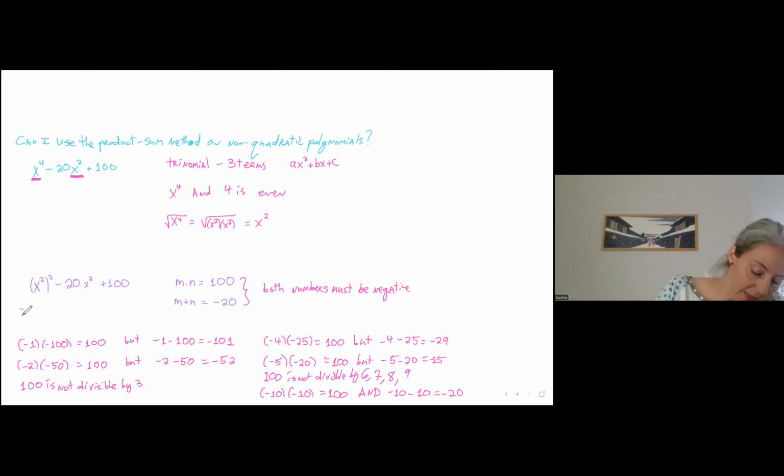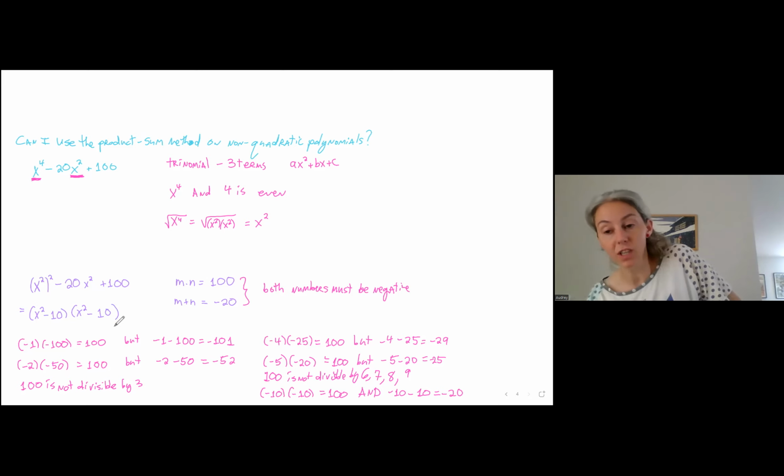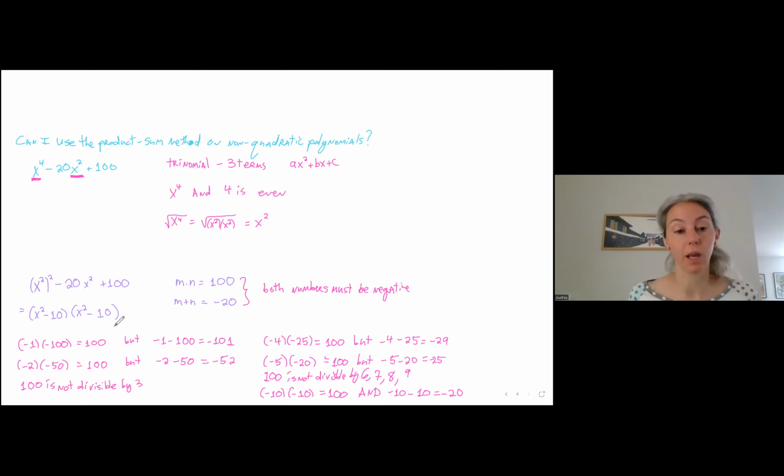So that means that instead of x minus 10, I'm going to have x squared minus 10 and x squared minus 10. And then I have factored this thing using the product sum method, but I didn't have a quadratic polynomial. I actually had a power of 4.